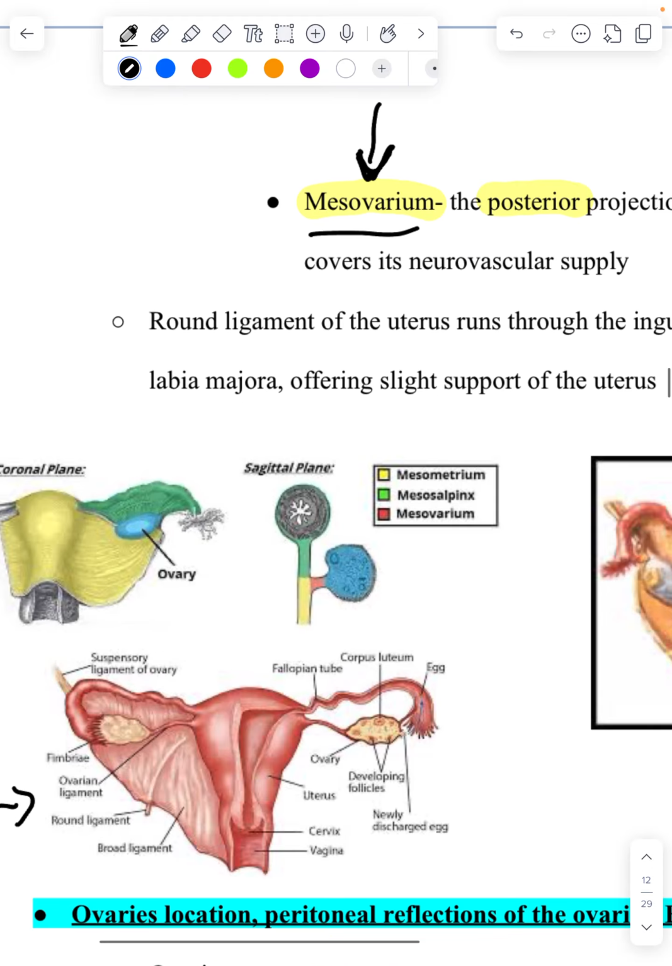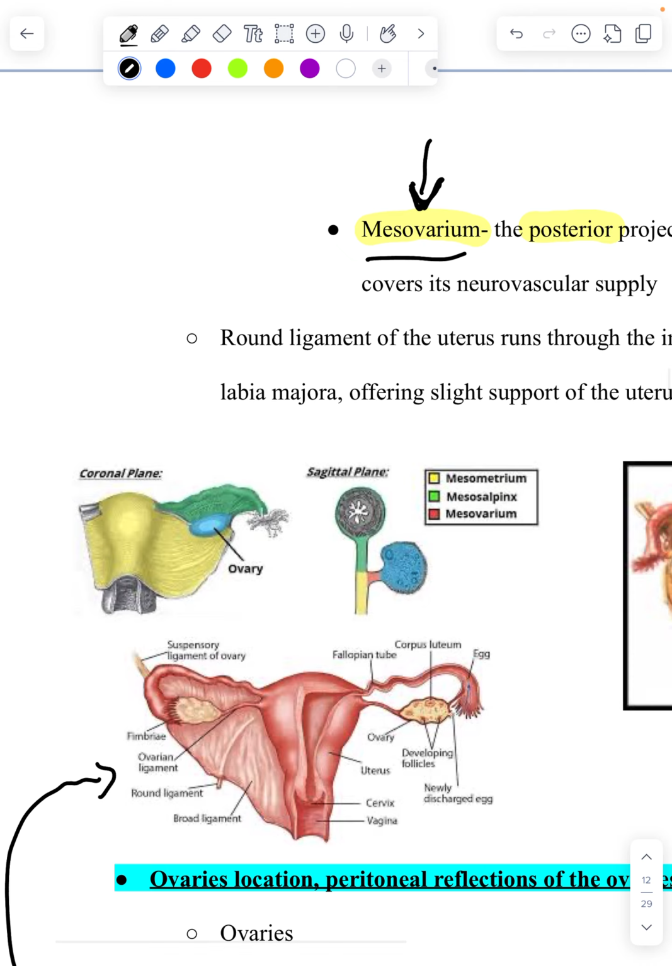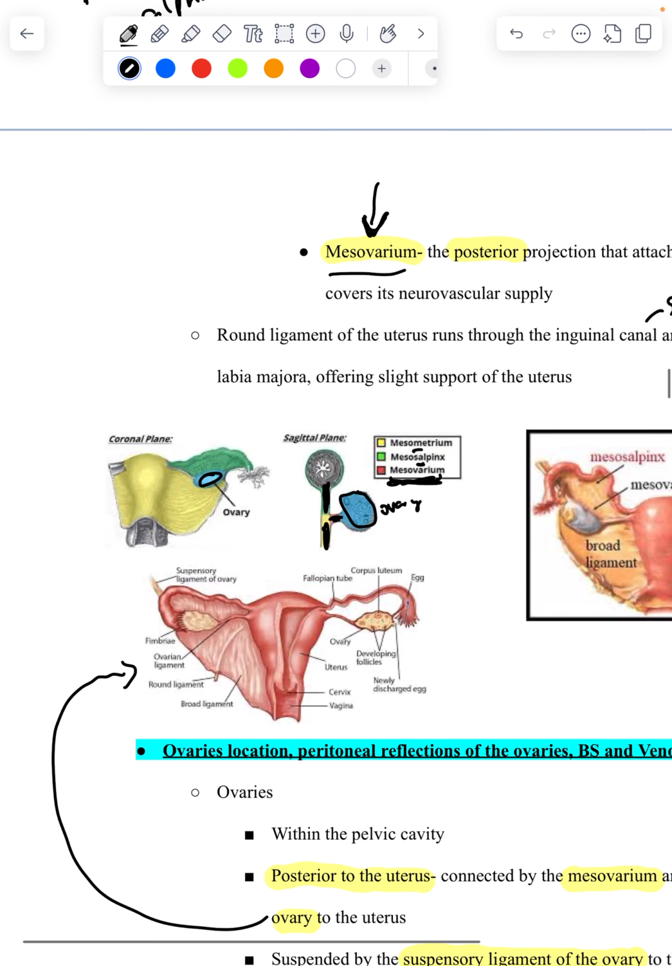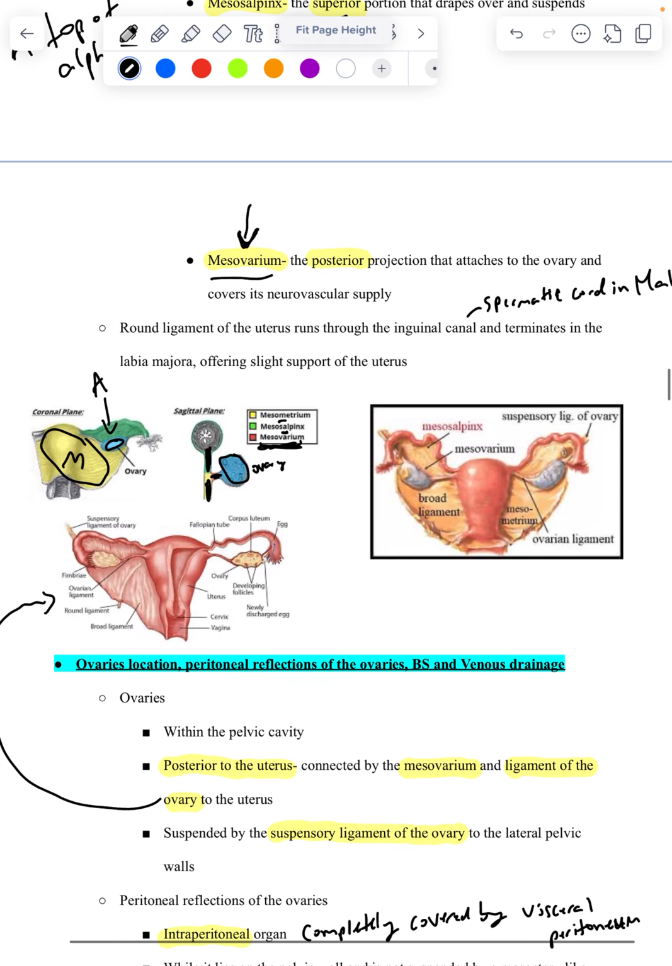So if you're looking at a sagittal plane, this is your ovary. If we push it over to the side, this is what it'll look like. This is your ovary. The one connecting to your ovary is your mesovarium. The superior part is your salpinx. Inferior is your mesometrium. So this entire thing here is mesometrium. This top part is salpinx. Then the ovarian is mesovarium.